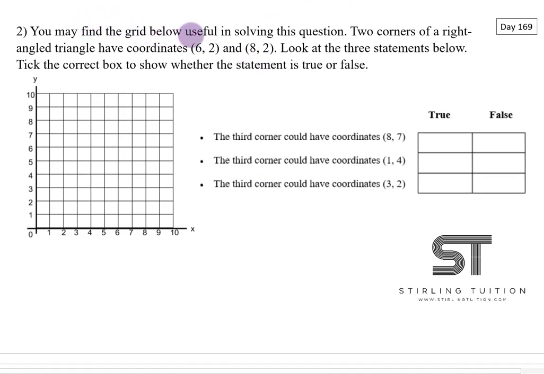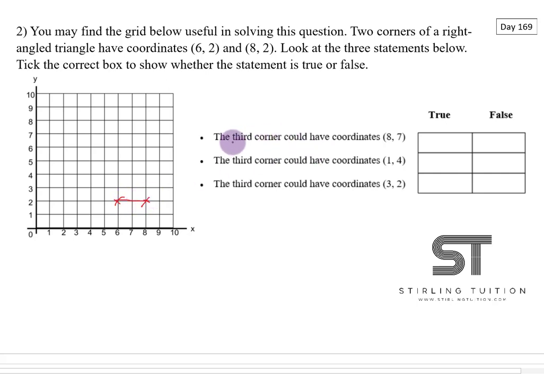Number 2, you may find the grid useful in solving this question. 2 corners of a right-angled triangle have coordinates 6, 2 and 8, 2. Look at these 3 statements below. Tick the correct box to show whether the statement is true or false. So what we need to do is we're going to put on these coordinates. So we've got 6, 2, so we go across and then up 2. So this would be this point here, and then we've got 8, 2. So we go across and then up to 2 here as well. Now, these are 2 points that are going to obviously join together.